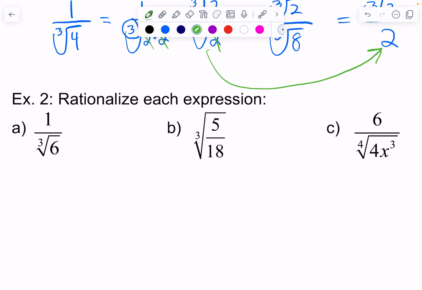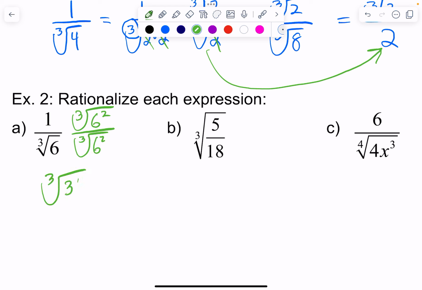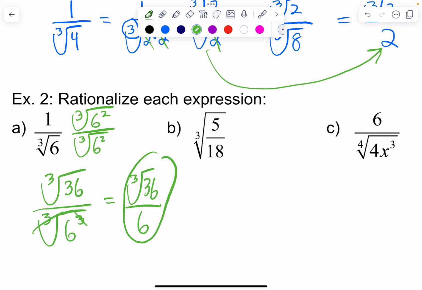I'm going to go ahead and need 2 more 6's to complete that perfect cube. So I'm going to multiply the cube root of 6 squared to both the numerator and denominator, giving me the cube root of 36 over the cube root of 6 cubed, which equals, you got it, 6. So I've got the cube root of 36 over 6.